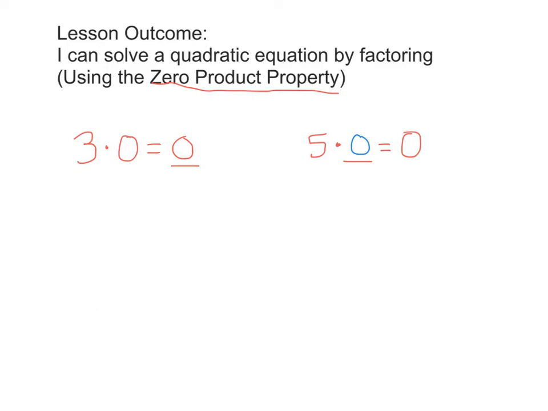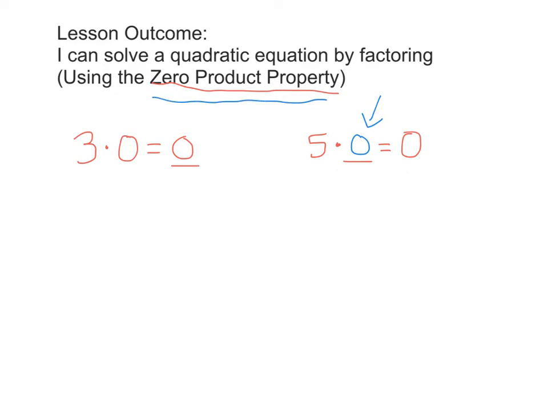Because 5 times 1 is 5, and 5 times negative 1 is negative 5, and 5 times negative 5 is negative 25. There's only one thing we can multiply 5 by to get 0, and that answer is 0. Well, what we're looking at right here is the zero product property.